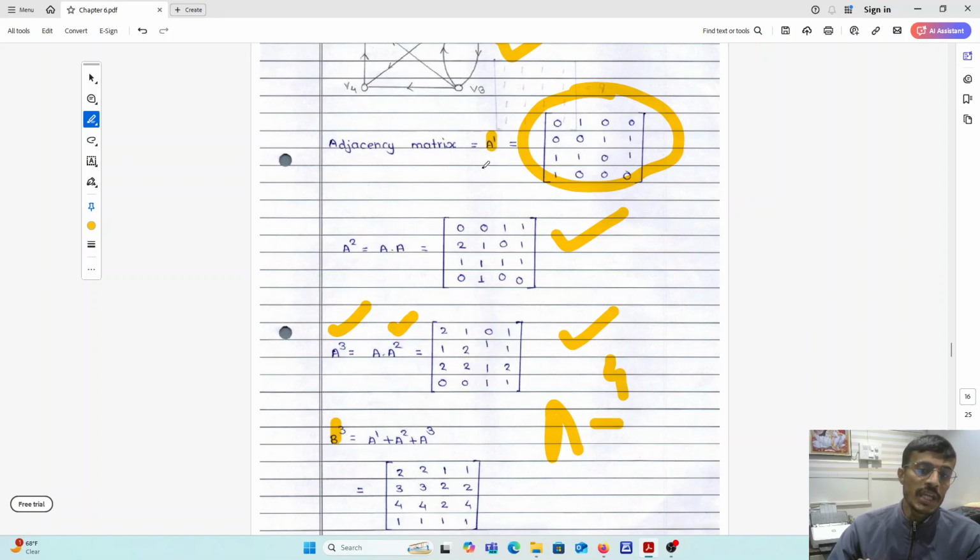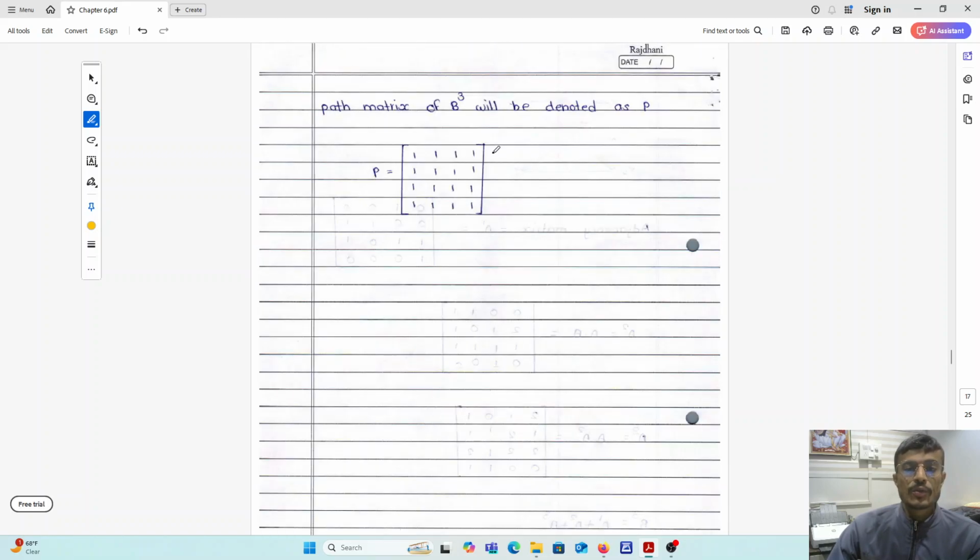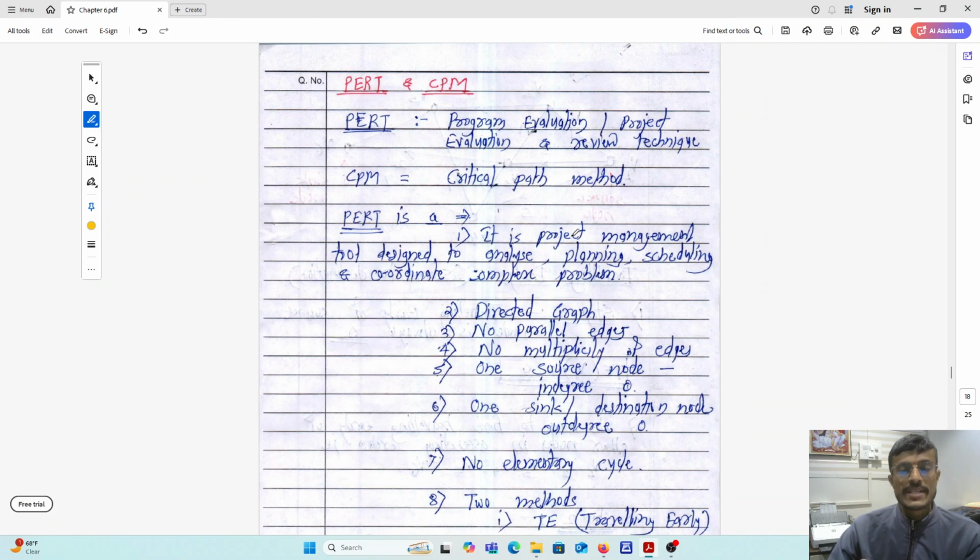That is, you have to take here A1 plus A square plus A cube plus A4, and finally you have to find out the path matrix, that is B raised to 4. And whenever all the elements are non-zero, it means that there is a path between every element with each other. So that's why you can mention this as P equals 1, 1, 1, 1 and so on, meaning there is a path over there. So that is the path and reachability matrix.